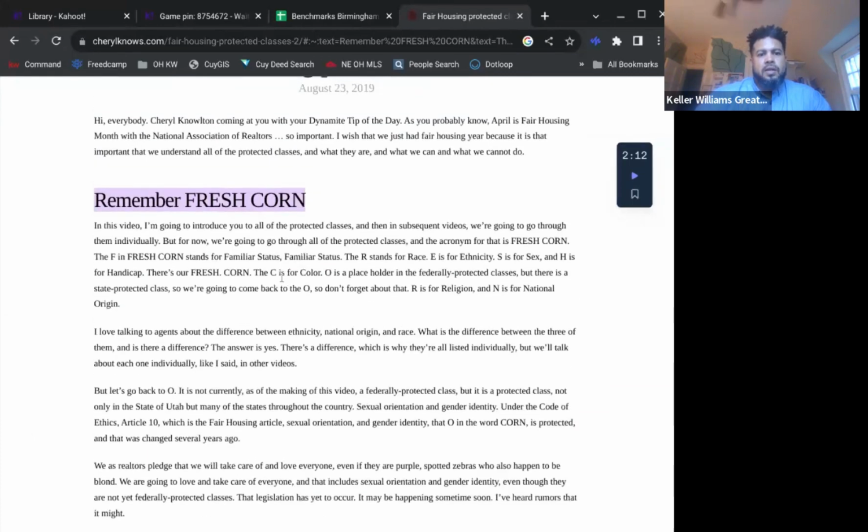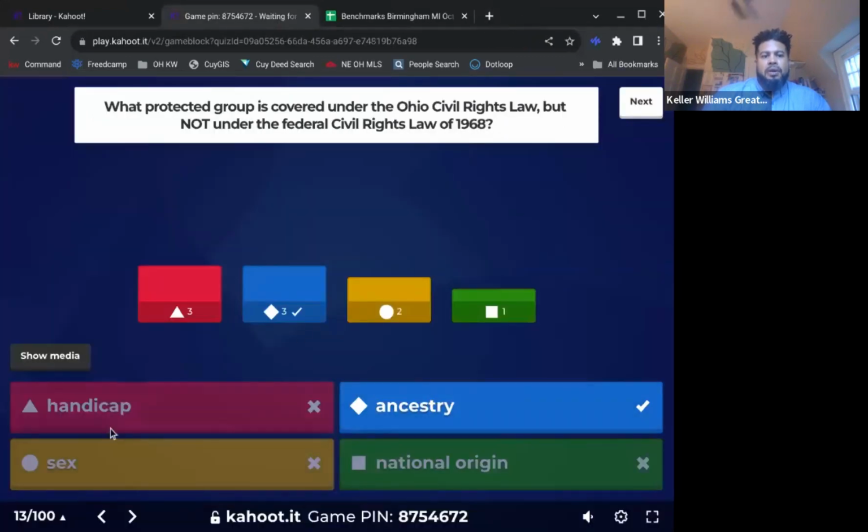Familial status, race, ethnicity, sex, handicap. Color, place, color, religion, national origin. So that's FRESH CORN. So if you want to look that up and put that in, that's a great way to remember the 1968 fair housing or civil rights law. It covers all the different groups. And so you can use that to remember that ancestry is not part of it because there's no A.